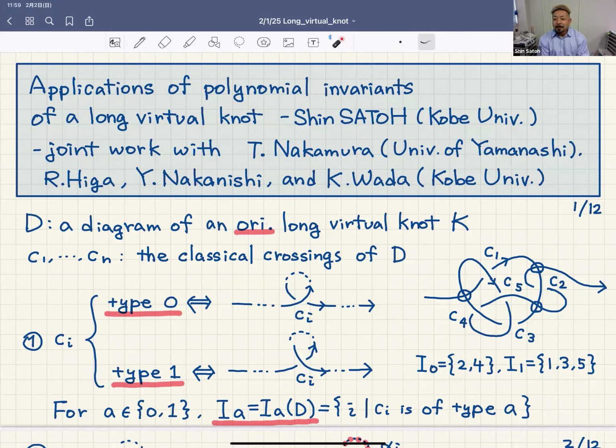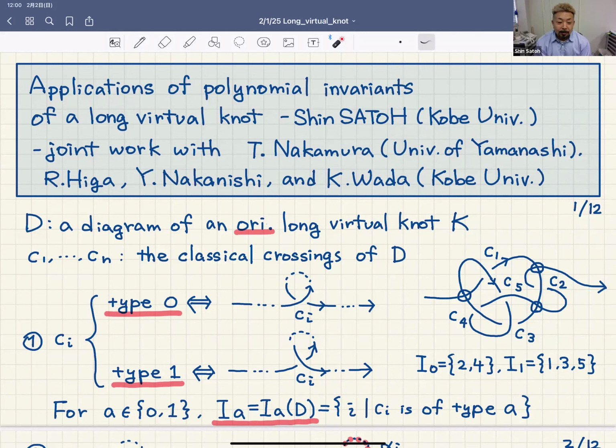The notion of a virtual knot was introduced by Professor Kauffman. In this talk, we introduce several polynomial invariants of a long virtual knot and give two applications concerning connected sums of a pair of virtual knots and the supporting genus of a long virtual knot. Throughout this talk, we always assume that every long virtual knot is oriented. We will start with the definition of the polynomial invariants of a long virtual knot first.